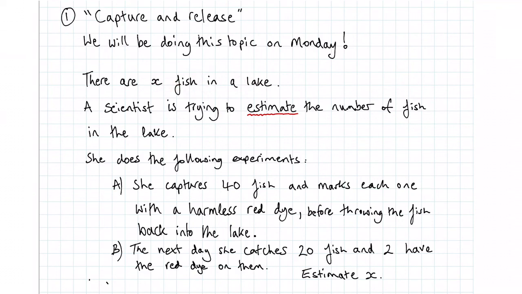A scientist initially captures 40 random fish and puts a harmless red dye on each of the fish and throws them back. Now, if that's all you did, you wouldn't be able to estimate the number of fish in the lake. It's this second bit that's clever. The next day, the same scientist captures 20 random fish, and it just happens to be that 2 of them have the red dye on them. So using the proportion information from this part B and the initial number of fish caught in part A, you can work out a very good estimate for the number of fish in the lake.